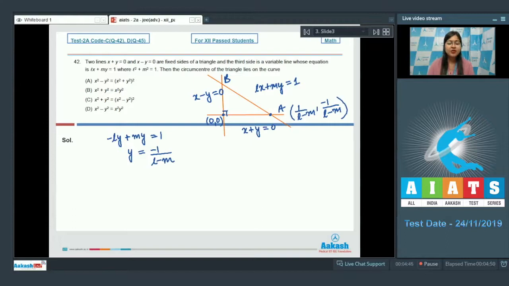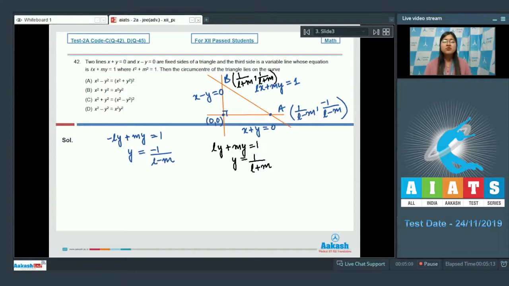Similarly, let's find coordinate B by putting x equal to y. So we get ly plus my equal to 1, that is, y coordinate is equal to 1 divided by l plus m. So coordinate of B is (1 upon l plus m, 1 upon l plus m). So this is the coordinate B.